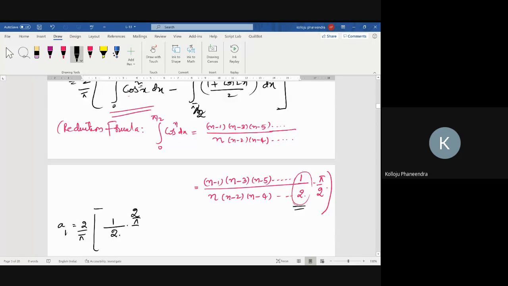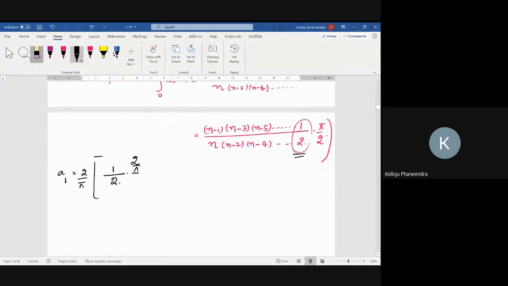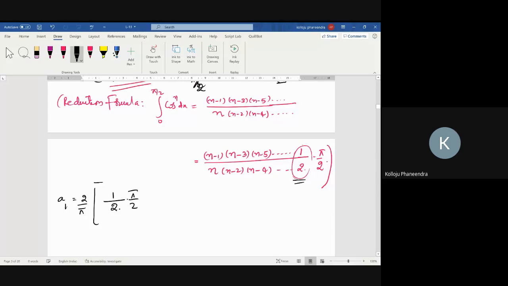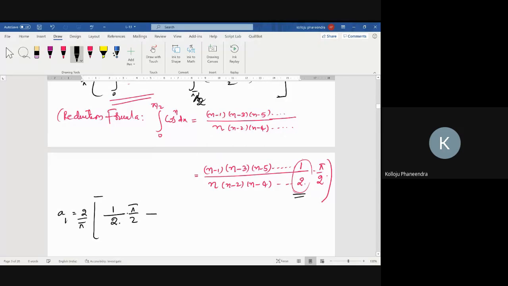Now this is equal to 1 by 2 into pi by 2. And for the next one, what is the sign? Minus 1 by 2 outside. This is x plus the integration of cos 2x, sine 2x by 2. This is between pi by 2 to pi.